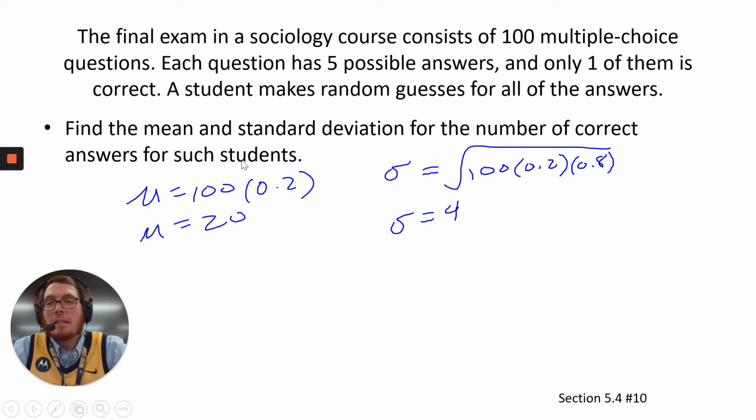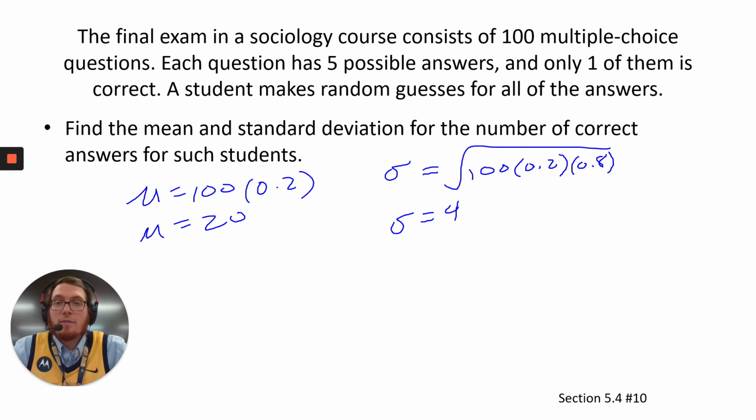So finding the mean would be the 100 times the 0.2, which I got by taking 1 out of 5. I could have written that as 1/5 as well. So I should expect to get 20 right if I just randomly guess. The standard deviation, square root of n times p times q, so 100 times 0.2 times 0.8, and that will give me 4. Again, this worked out nicely. Most of them don't. So just keep that in mind that you may have to round that a little bit for the standard deviation.